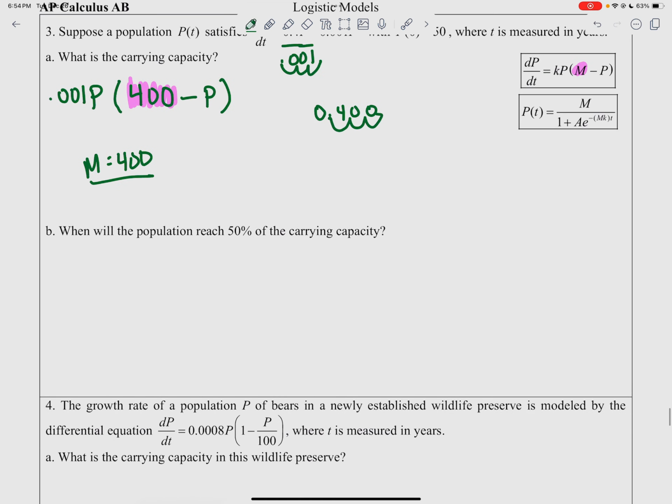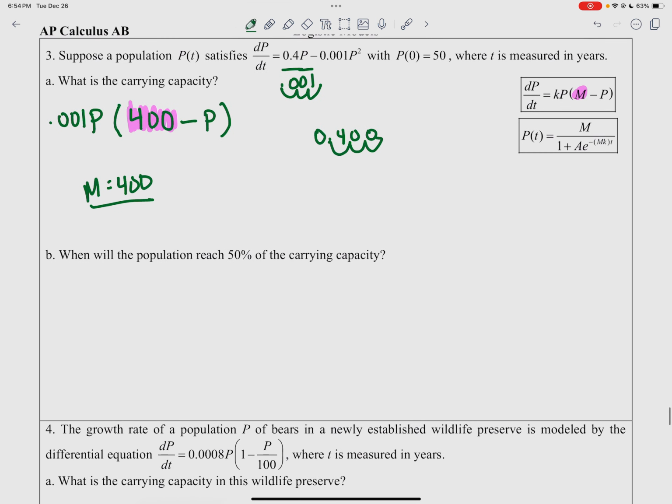So to figure that out, we have to use my equation. So we have m being 400. We have 1 plus a e to the negative m times k times t. Now we have m being 400. And then we also have k being 0.001. And if I were to do that, that's actually going to be this thing right here. So that's going to be negative 0.4 times t.